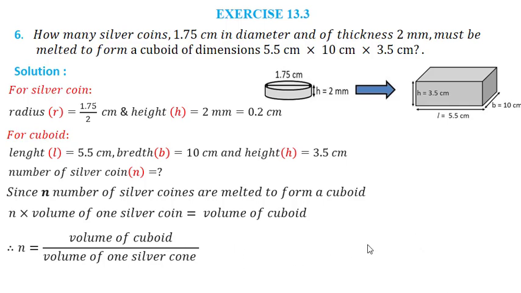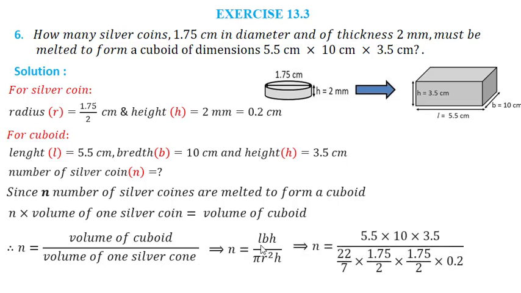Now let us put the respective formula. Volume of cuboid is LBH. Volume of one silver coin is pi r square h. We will put their values. So value of L is 5.5, B is 10 and H is 3.5. So 5.5 into 10 into 3.5 whole divided by 22 divided by 7 into 1.75 divided by 2 into 1.75 divided by 2 into 0.2.